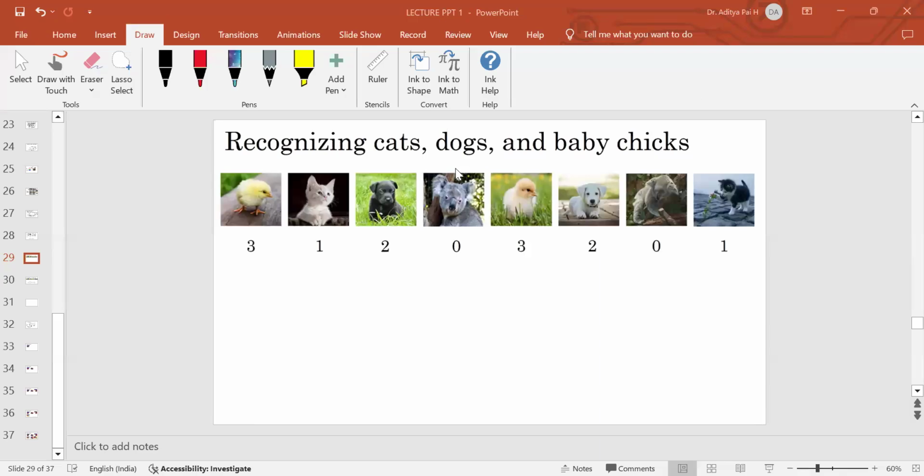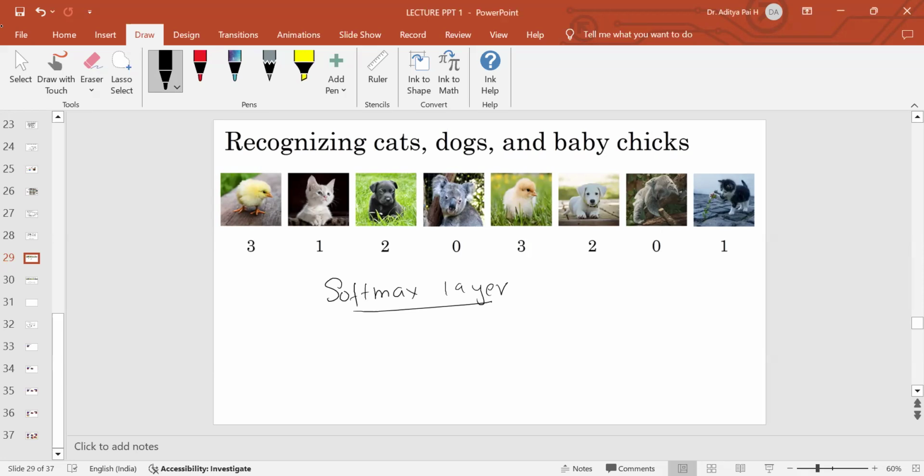Hello everyone. Today I'll be discussing another topic, the softmax activation layer. In this topic, we see how we categorize when multiple classifications are taken into consideration.